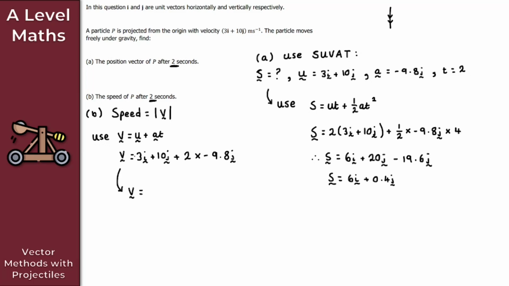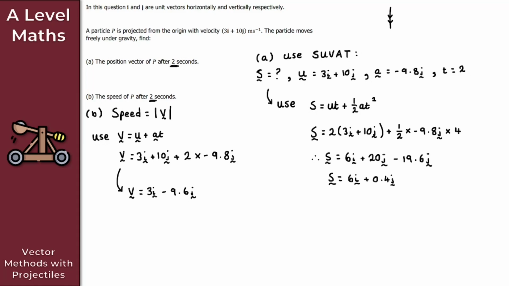If we simplify this here, then what do we get? So I'm going to get 3i here. I can't actually do anything with that, right? Can't do anything with that. I've got 10j plus 2 lots of minus 9.8j. So that's going to be minus 19.6j. So 10 minus 19.6, that's going to give me minus 9.6j there, like so. So this here then is my velocity vector.